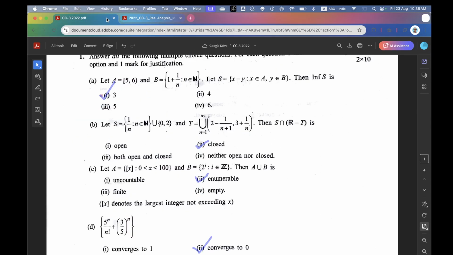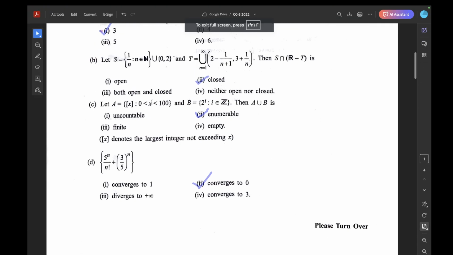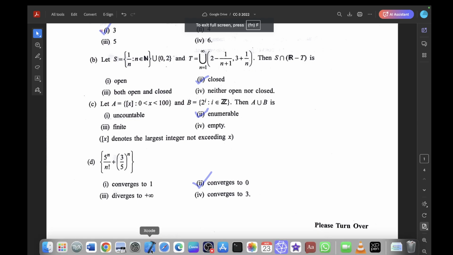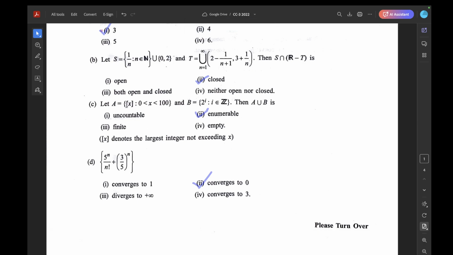Next question. Question C. Let A be the set of all those x, box x, such that 0 less than x less than 100, where box x is the greatest integer function, not exceeding x, and B is the set 2 to the power i, where i belongs to the set of all integers Z. Then A union B is, the correct option is, enumerable.